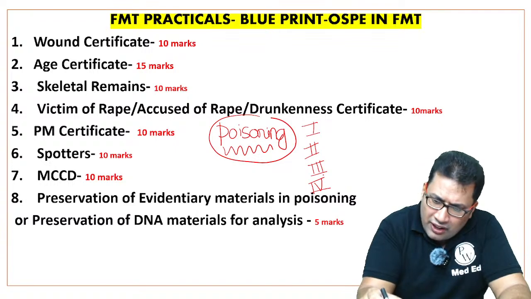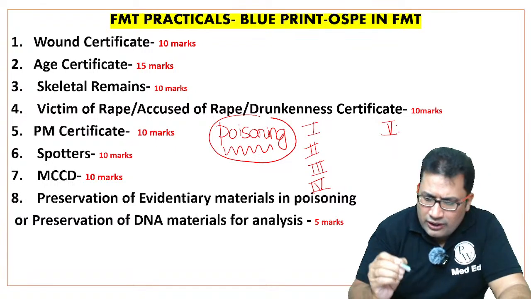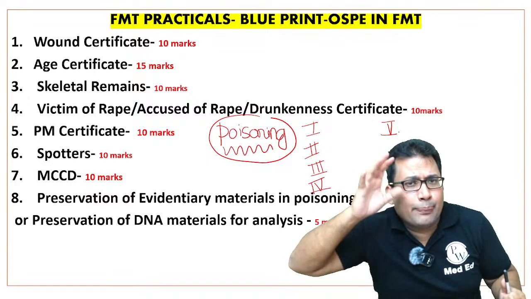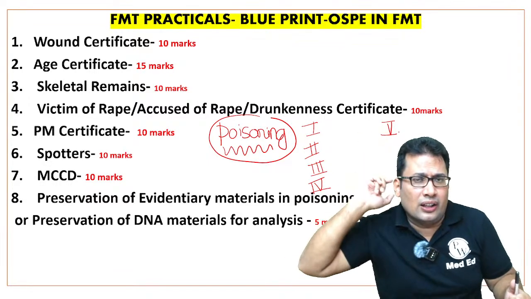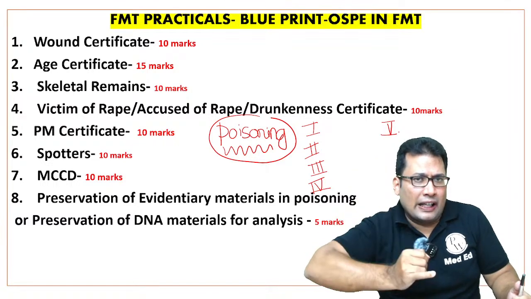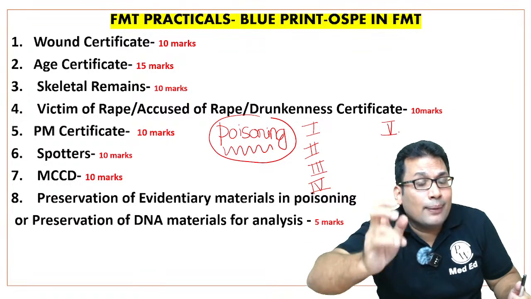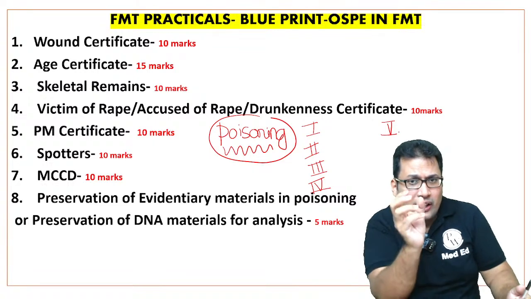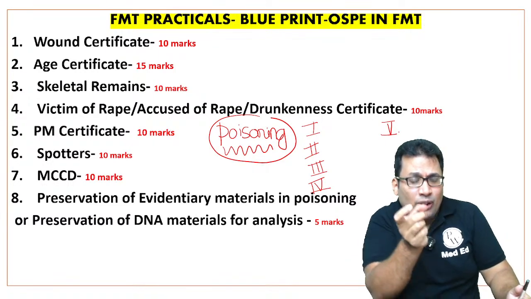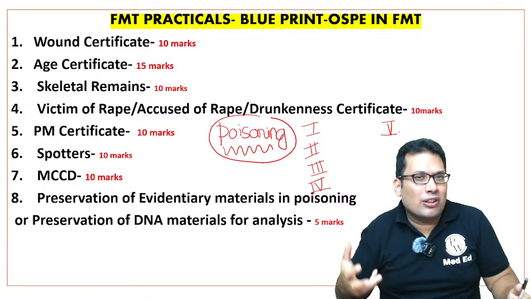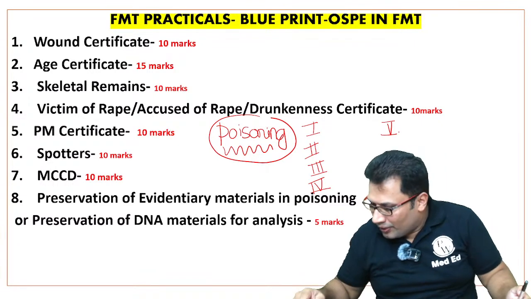There are 5 bottles, right? We discussed this in our classes. In any case of poisoning, we preserve 5 bottles of viscera: bottle number 1, 2, 3, 4 and 5. You must also know how to do the labeling of these viscera. So, anyone, what does bottle number 1 consist of, 2, 3, 4 and also 5? Anyone, can you answer?